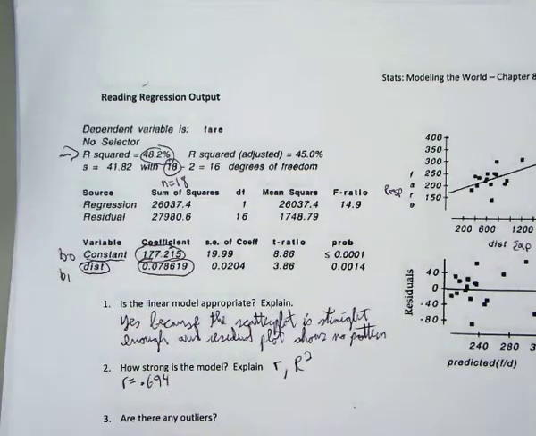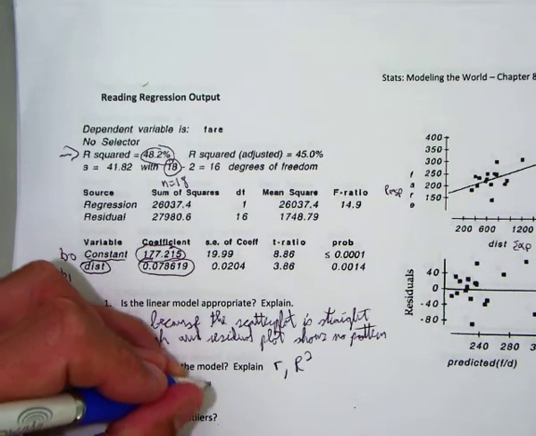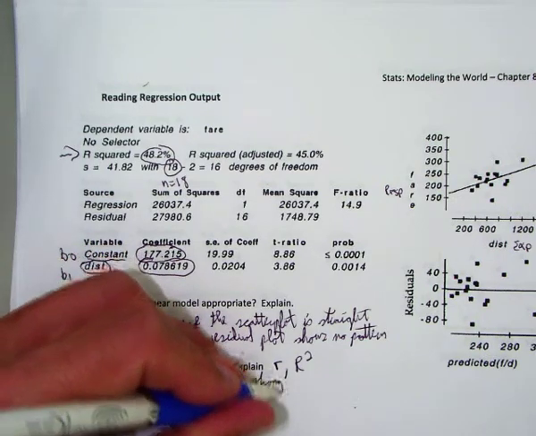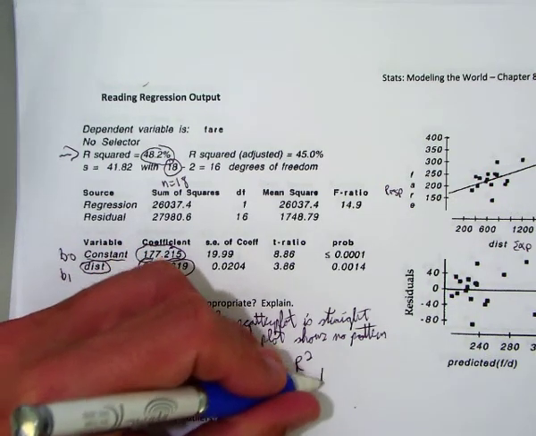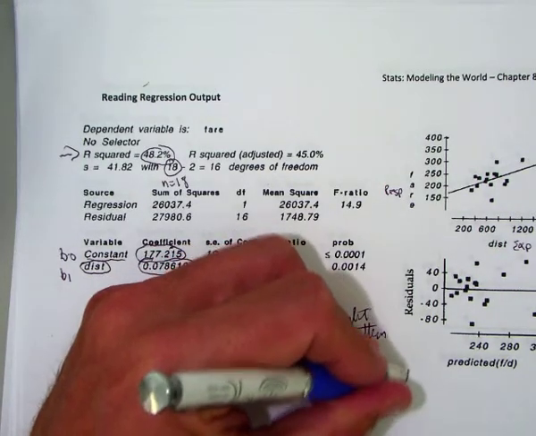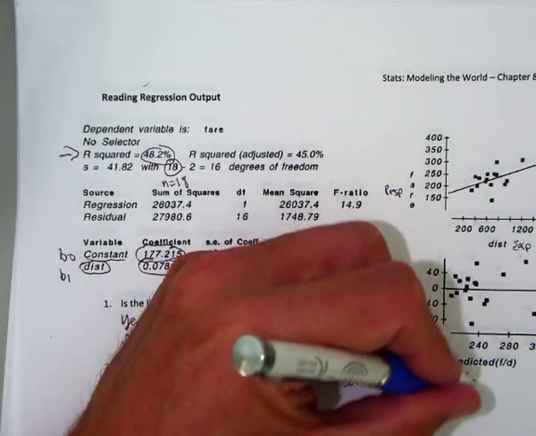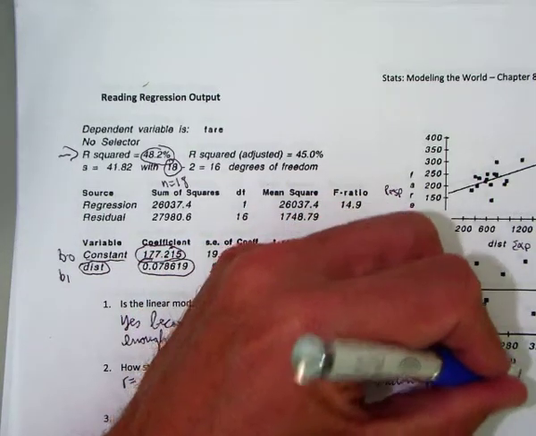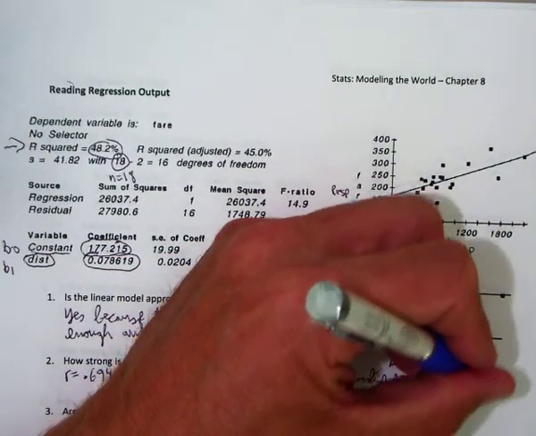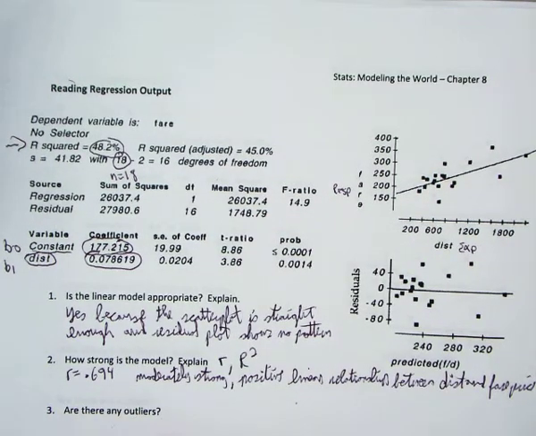So what does that tell us? It tells us the strength and direction of a linear relationship. So we have a moderately strong, positive, linear relationship between distance and fare price. Okay? So that's what r tells us.